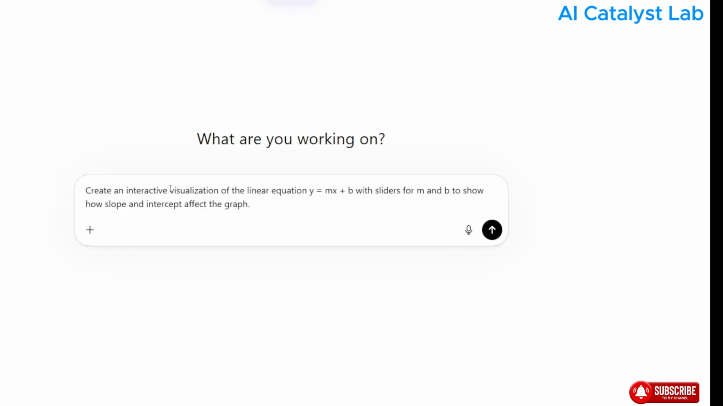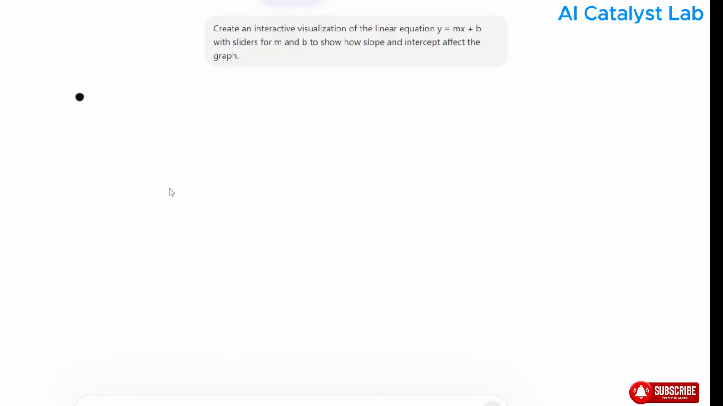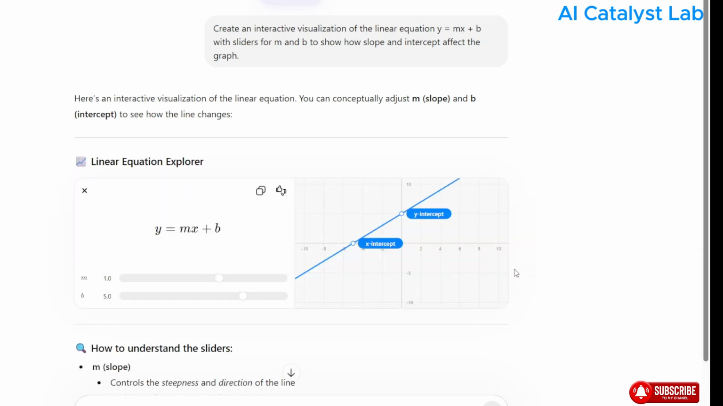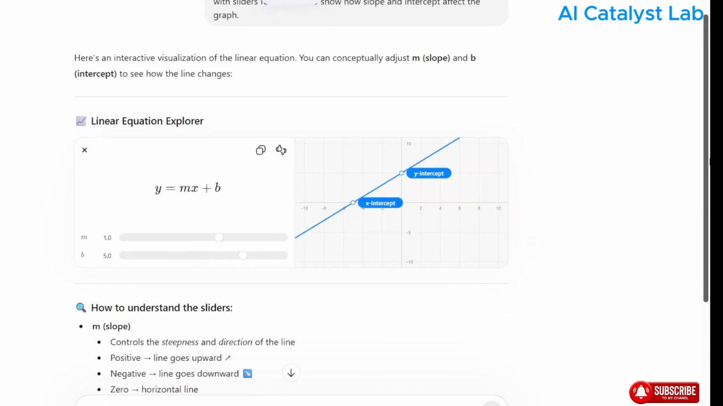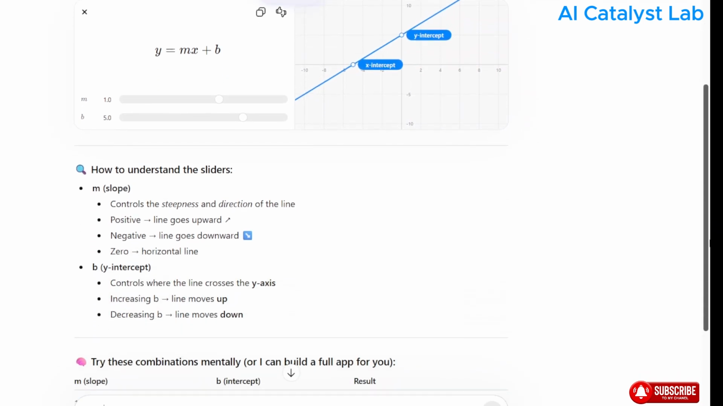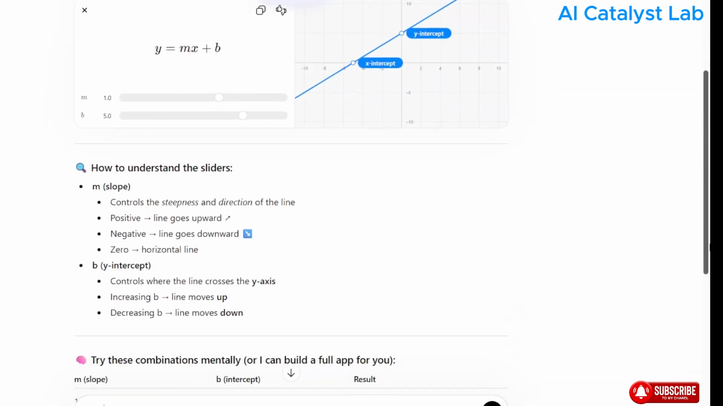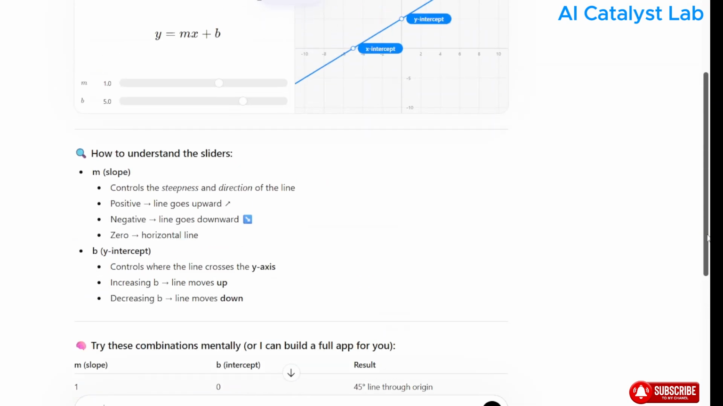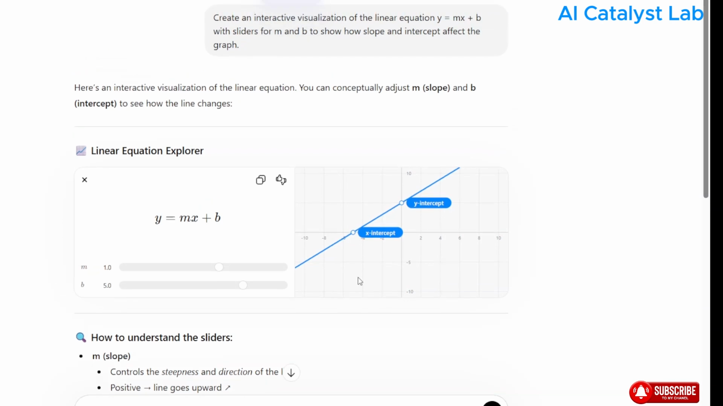So if we talk about the linear equation, just type this in your chat and let's see how the graphs will be introduced by ChatGPT. So here is the graph. Here you can see the linear equation on the left side, the graph of that linear equation on the right side, and further information has been given to try different values of m and b, and you will get different visuals of this linear equation.